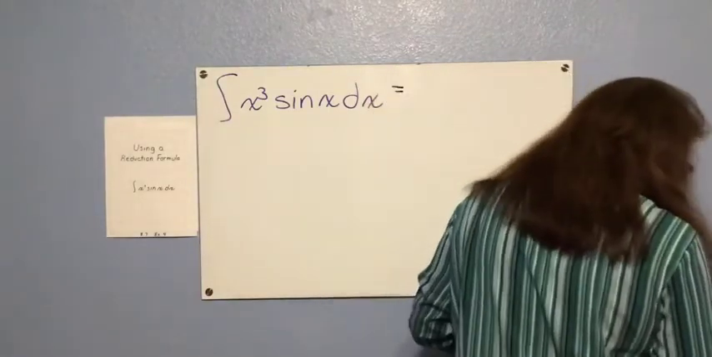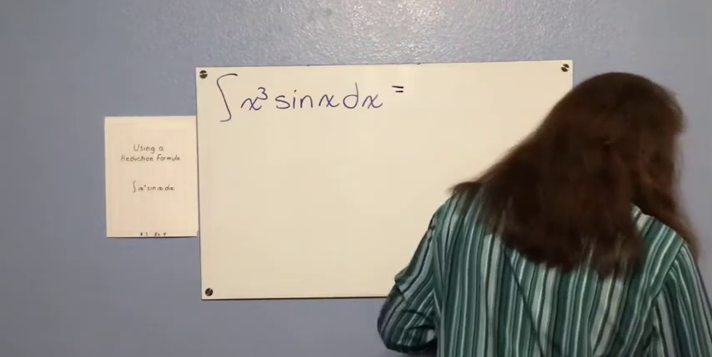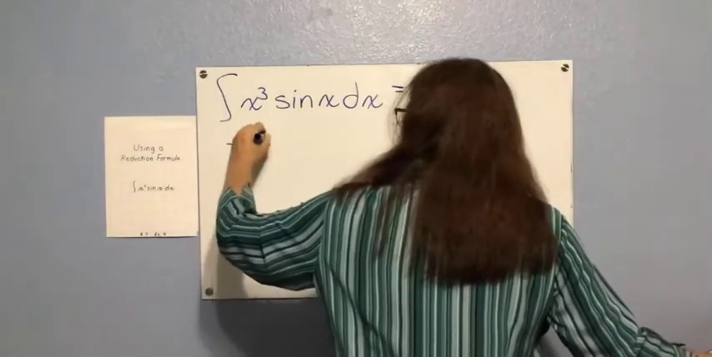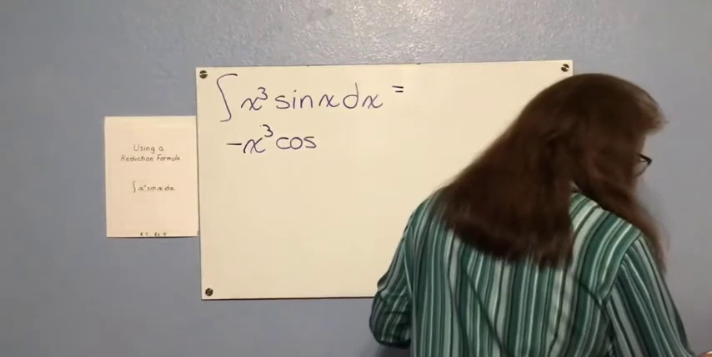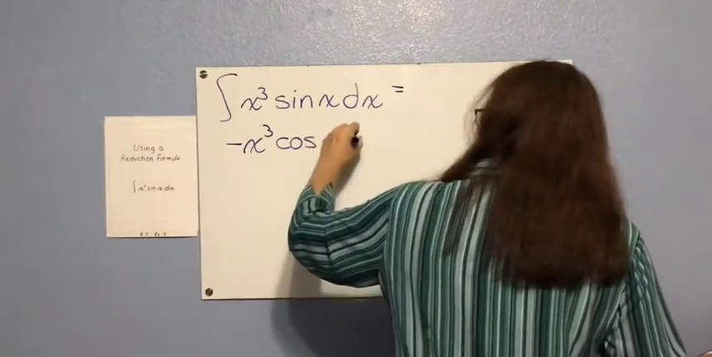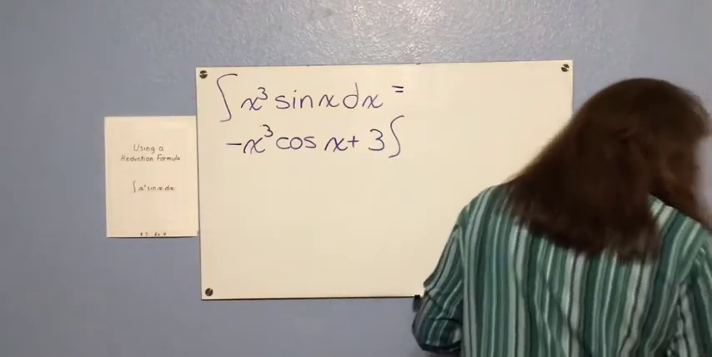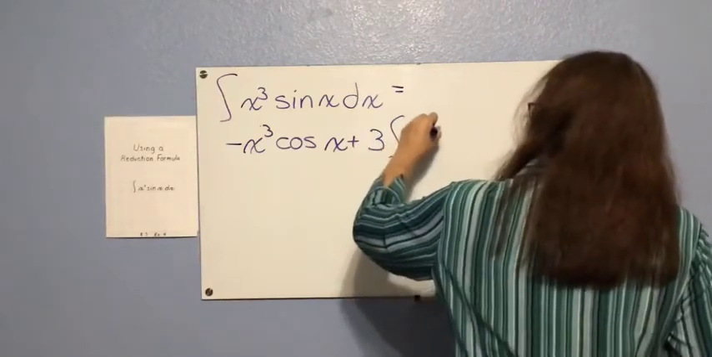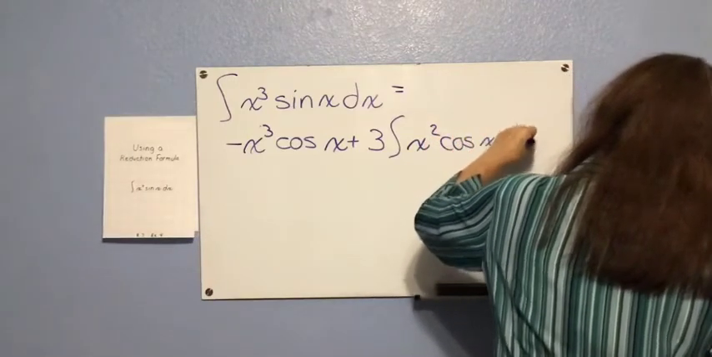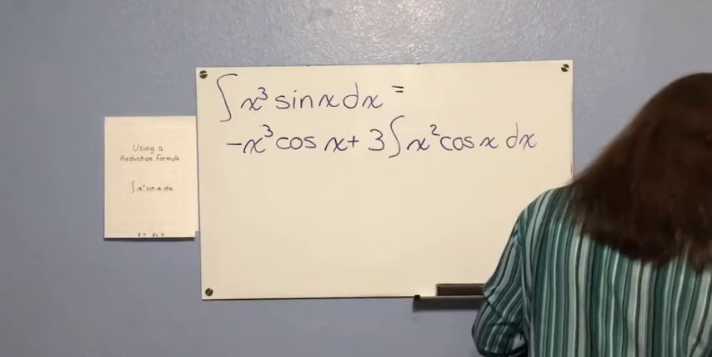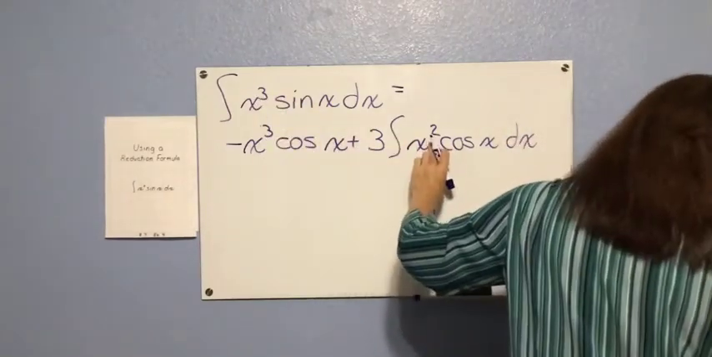This is going to be equal to negative x cubed cosine x plus 3 times the integral of x squared cosine x dx. So we didn't make a big change, but we went from a cubic to a quadratic there.